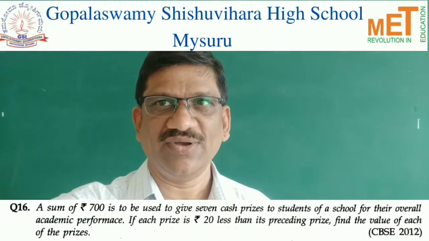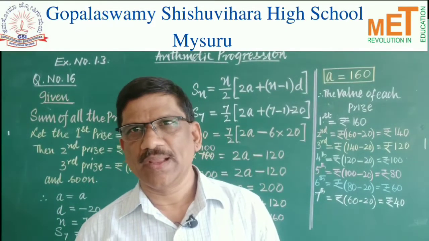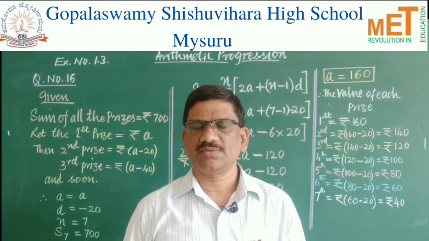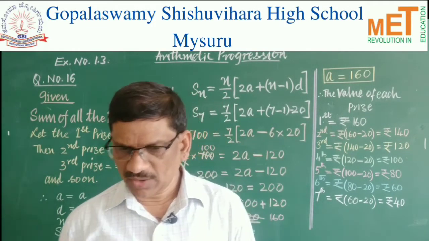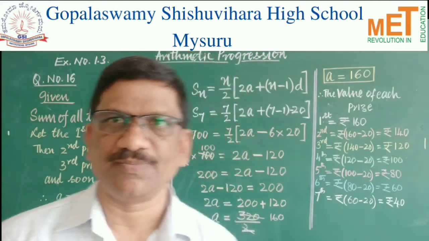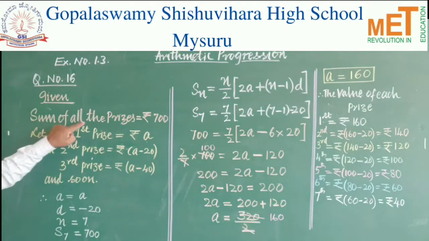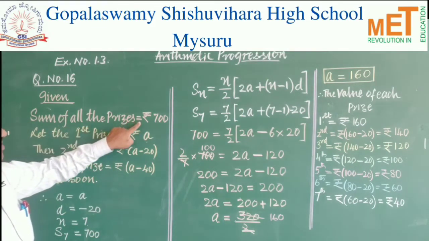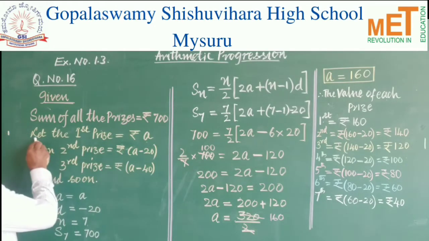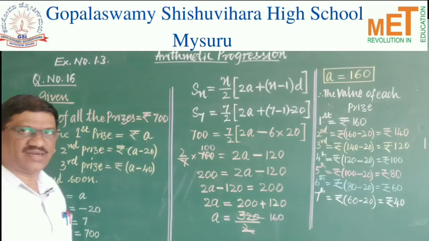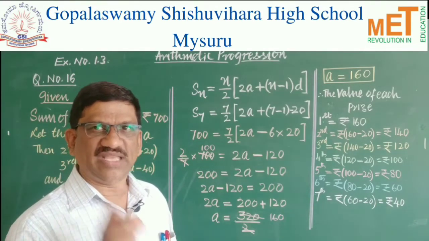Let us see now. Okay, children, you understood the meaning of the statement of this question. Let us solve this. So, what is given there? The sum of all prizes is equal to rupees 700. Let us consider the cost of the first prize to be a.